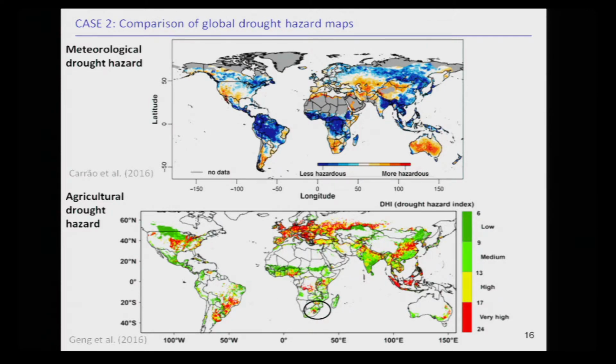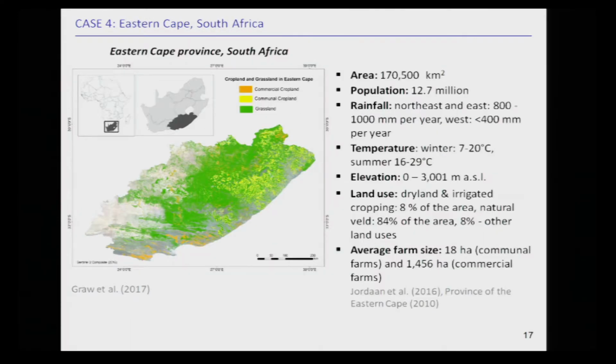And now I'm going to go to the regional level and show you some examples of our work which we have been doing in South Africa for some years already. The example which I would like to show you is located in Eastern Cape Province in South Africa. This is the second largest province in South Africa with an area of more than 170 square kilometers. Its population is around 13 million people.